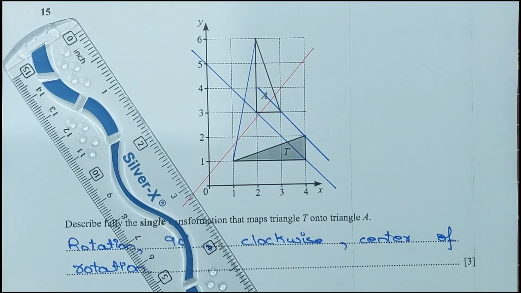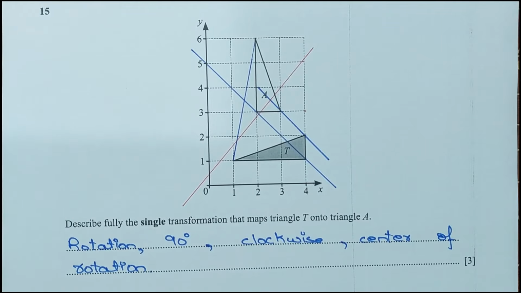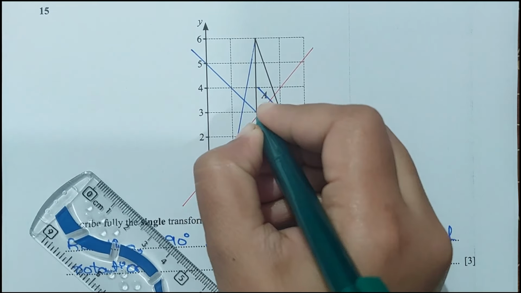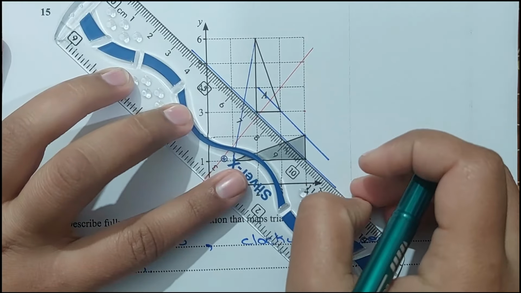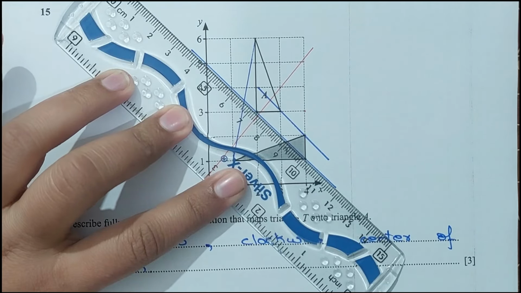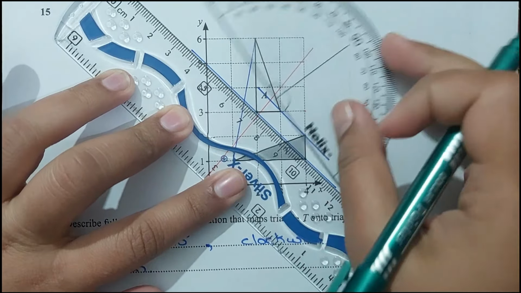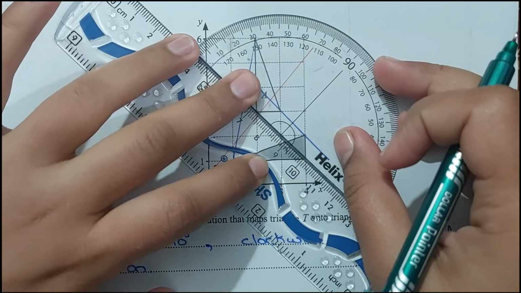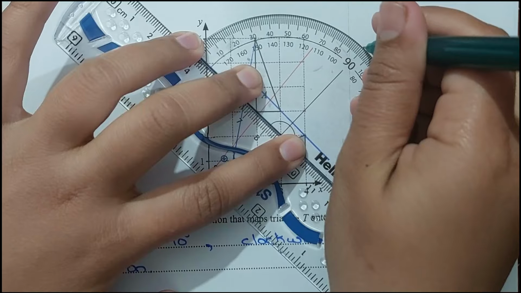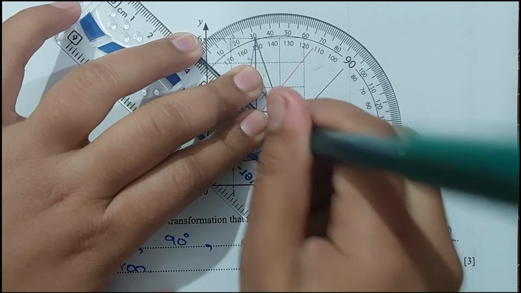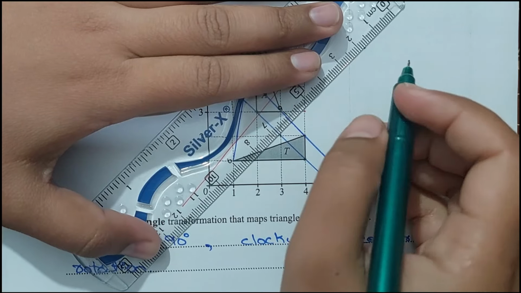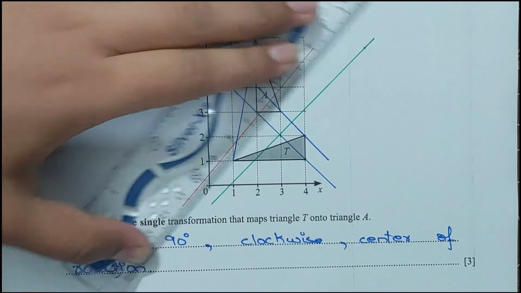Sorry, let me draw the perpendicular bisector with the green. I guess that one is wrong. Okay, so what I did first, with this line, right? Let me draw the perpendicular bisector of this line. You can use the protractor. You have the protractor given in your exam. This line, its perpendicular bisector is this, from this midpoint. Okay, that is the perpendicular bisector.